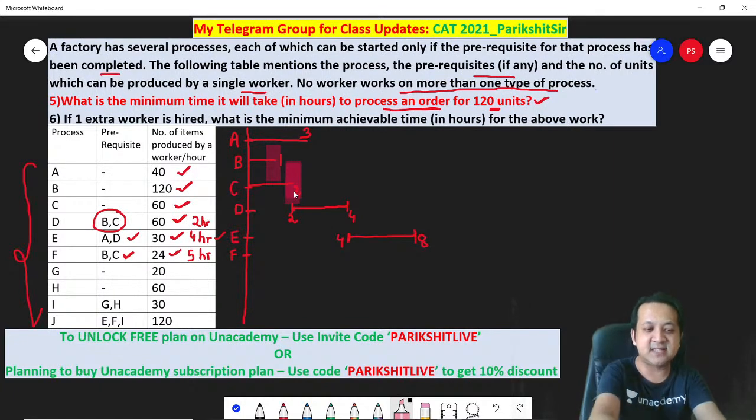Hence, F can start. Correct? So can I say at the end of 2 hours, F can start. And the moment you start F, it will take another 5 hours. So 2 plus 5, up till 7.